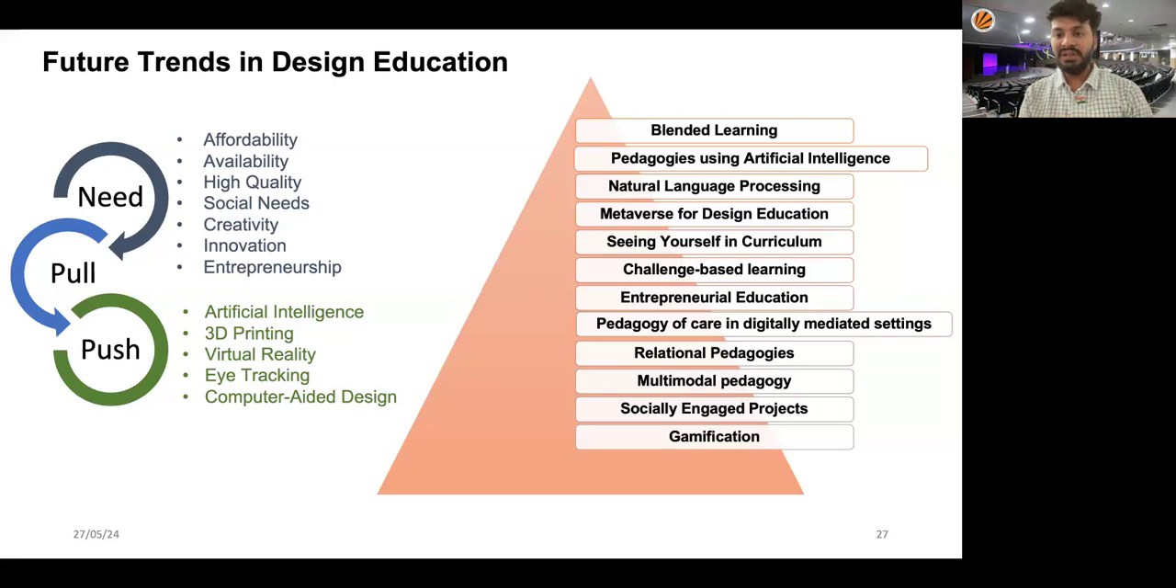Then innovation. As I mentioned, if you are creative, then you are an innovator. If you are not creative, then you are not an innovator. So with creativity, your thinking skill, innovation automatically comes into the picture. Then entrepreneurship. This is another future trend in design education.